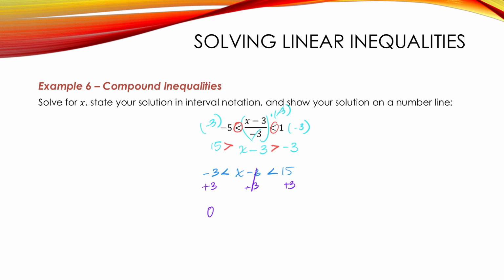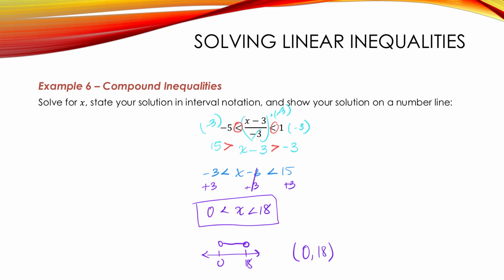So we get 0 is less than x, which is less than 18, which means on a number line that x is between 0 and 18. So here's 0, here's 18, but these are open circles because it's not equal, which means we have parentheses, 0 to 18 in interval notation.